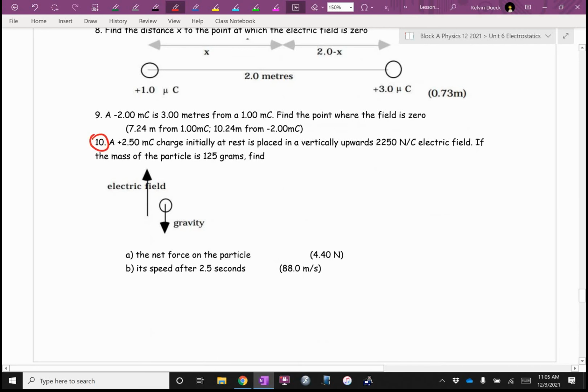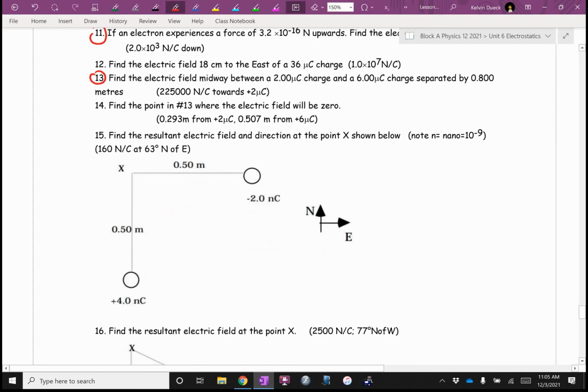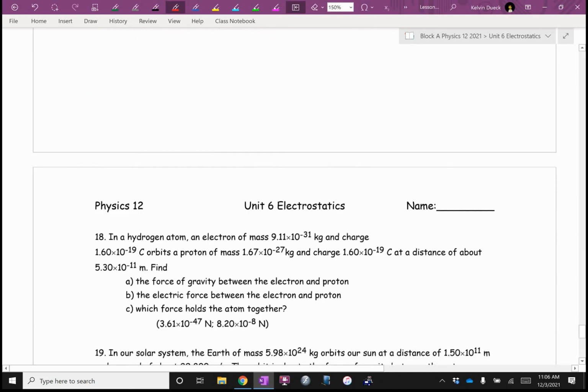10 is good. 10 is a job for a free body diagram. Eleven is good. 13 is good. I skipped 12. 15. Skip 16. 17.